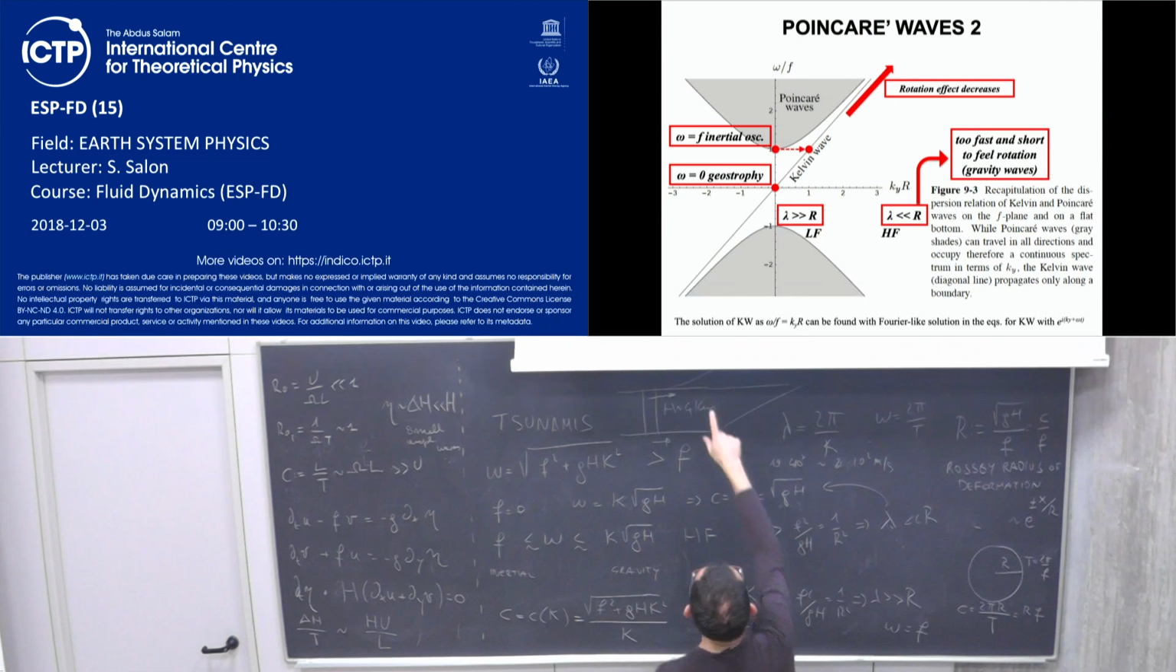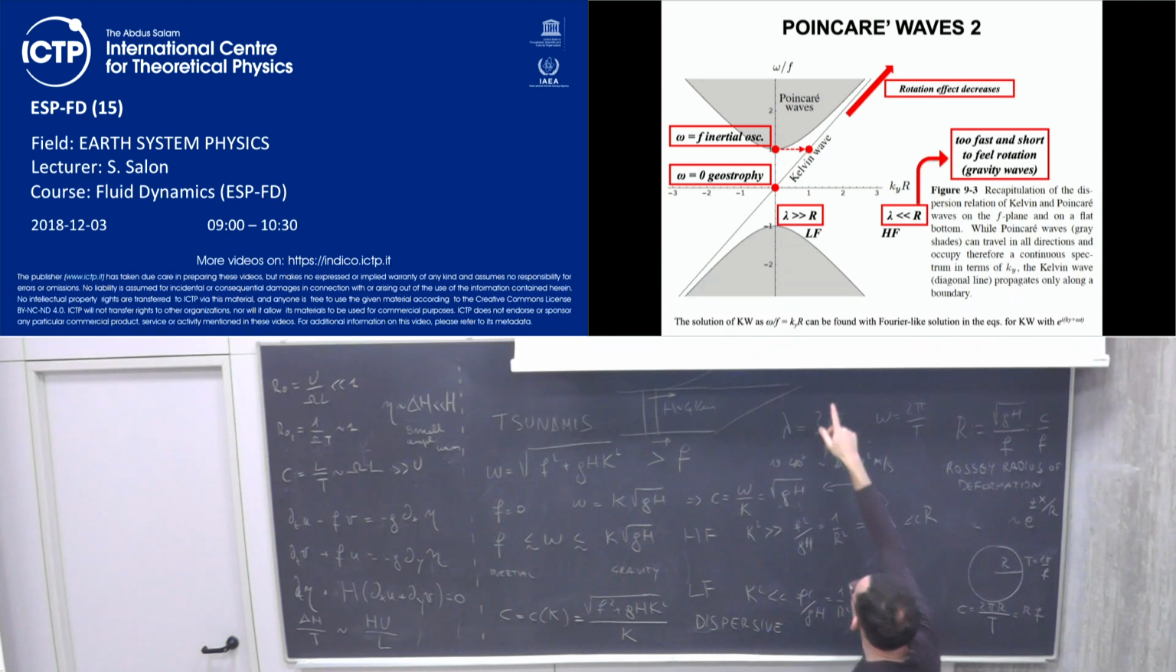So the solution of the Kelvin wave, omega over f equal to k_y R, can be found with a Fourier-like solution in the equation for the Kelvin wave, considering only the wave number along the y direction, because we do not have anything about x.